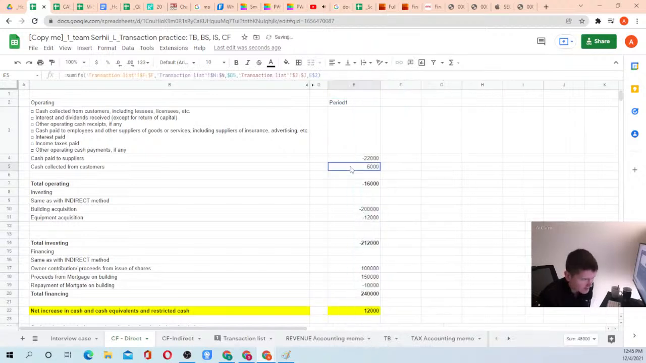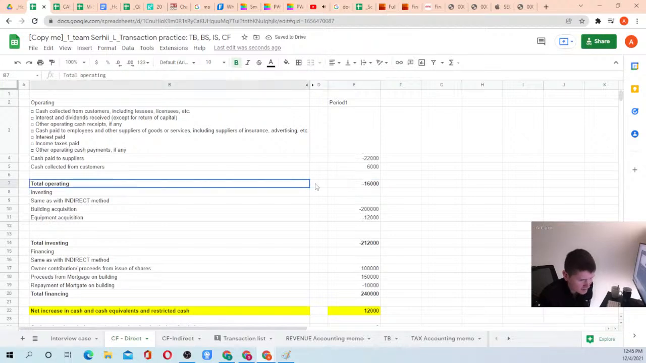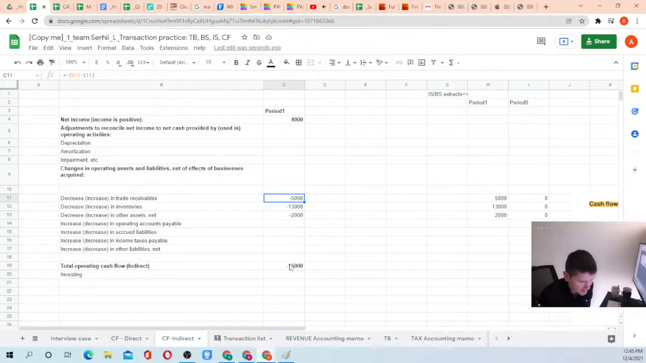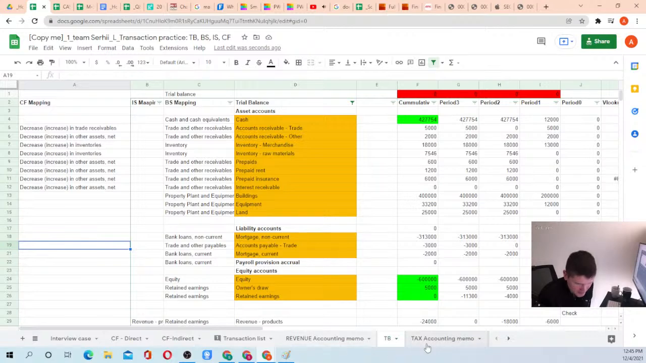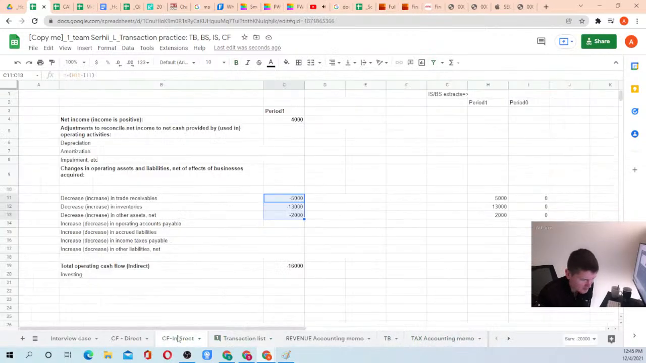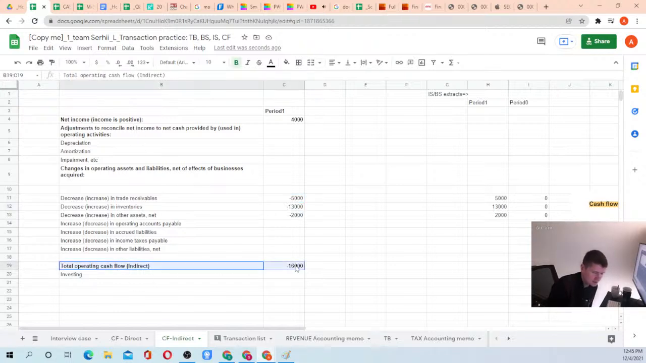Okay, so indirect, we have minus 16,000. And that should be the correct number. What we have in indirect? Oh, we already got minus 16,000. So that's how it can work. Let me just check if my trial balance, okay, my trial balance is 0 and everything seems to work. So basically we already reconciled the total operating cash flow by both direct method.